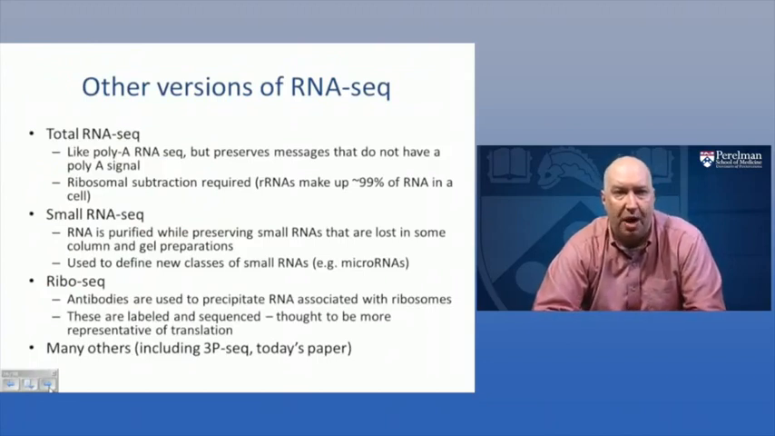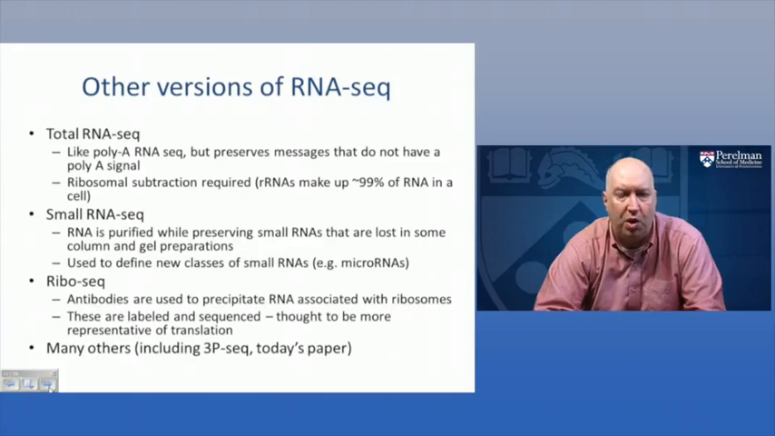So I've talked today mostly about poly-A-seq and a little bit about total RNA-seq. So there's obviously other versions. So like I said, total RNA-seq is very much like poly-A sequencing, but preserves messages that don't have a poly-A signal. For example, like the links that I showed you earlier. In this case, ribosomal subtraction is required because ribosomal RNAs make up about 99% of RNA in a cell. And so this step is a critical step for doing total RNA-seq.